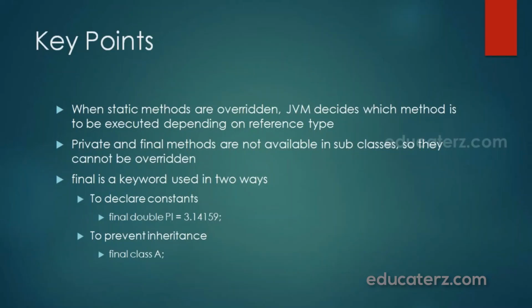Next, private and final methods are not available in subclasses, so obviously they cannot be overridden. Basically, final is used in two ways: one before a variable and one before a class. When we declare final before a variable, that means we are making that variable a constant, something like final double pi equals 3.14159. And final before a class name would prevent inheritance. That means we cannot create subclasses of a class which is declared as final.